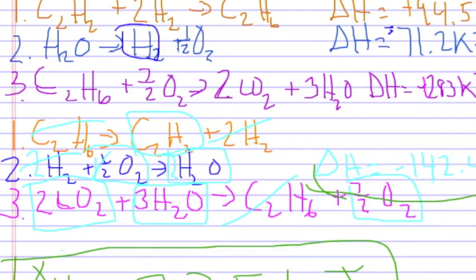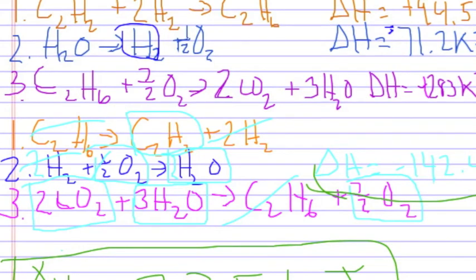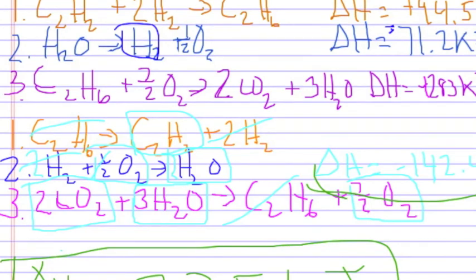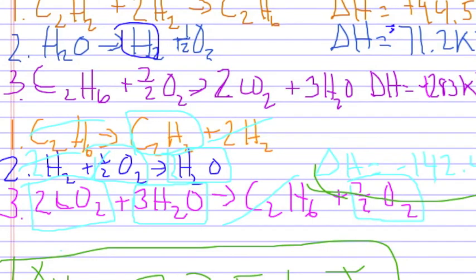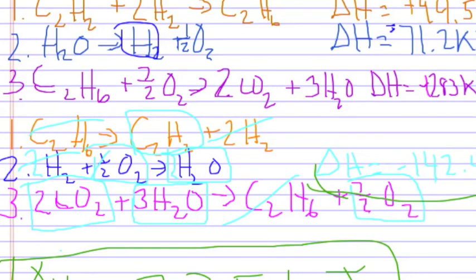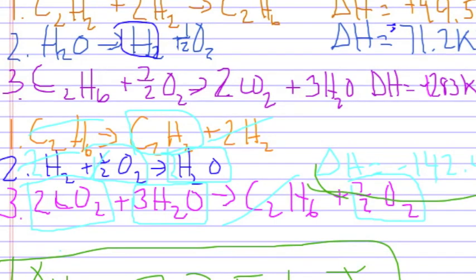Now, as you can see, everything is correct, so all you have to do to find the final delta H is we're going to take our calculator, and we have positive 94.5 minus 71.2 because it's minus 142.4 because that's a negative right here, plus 283, and you should get 235 kilojoules. And that's your final answer.